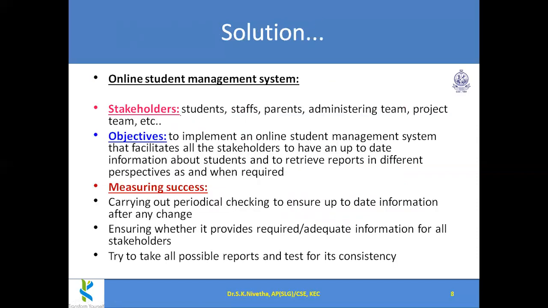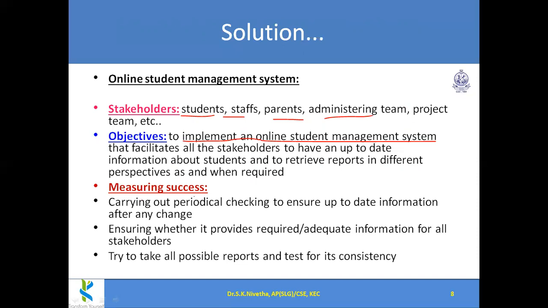So stakeholders we could give like students, staff, parents. Staff include both teaching and non-teaching staff, administering team, project team. Likewise, you can add up. If something I have missed out, you can add up. Objectives: to implement an online student management system that facilitates all the stakeholders to have up-to-date information about students and to retrieve reports in different perspectives as and when required. So this is in my own perspective I wrote, like originally what the client asks for. So that we have to get, and accordingly we have to narrate this.